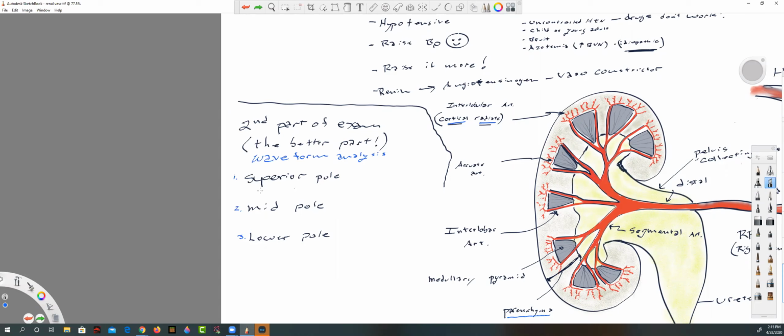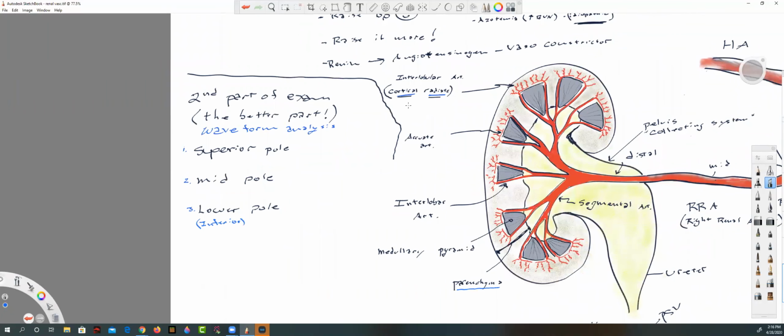Now, having said that, we will do a superior pole and mid pole, which is a bit of an oxymoron. There's no such thing as a mid pole, but superior, mid, and lower, or inferior. Inferior pole, just to be a little more medically accurate. And so we're going to scan this kidney. We're going to look very closely. And I don't care if it's in sagittal or transverse, whatever works. We're going to find an artery up here.